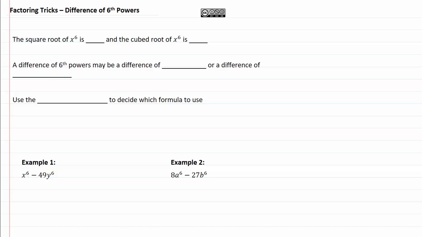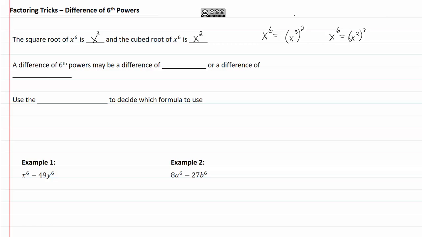Factoring tricks. Difference of 6 powers. The square root of x to the 6 is x cubed, and the cubed root of x to the 6 is x squared. Now, just so that you know where this is coming from, we can write x to the 6 as x to the third raised to the second power, and x to the 6th equal to x squared raised to the third power.